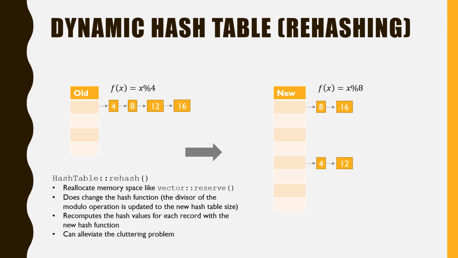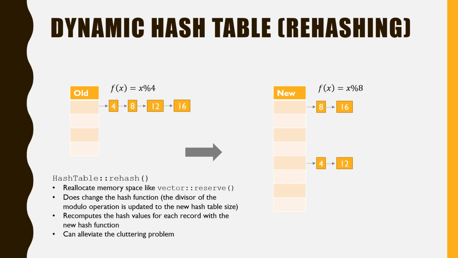To address this issue, we need an additional step called rehashing. The idea of rehashing is, since the hash table size is changed, we should also change the divisor of the modulo operation in the hash function. In this case, the records can possibly be distributed to any possible location of the new hash table. Since we have changed the hash function, we will recompute new hash values for all records and assign new locations for them. For example, consider the example shown here.